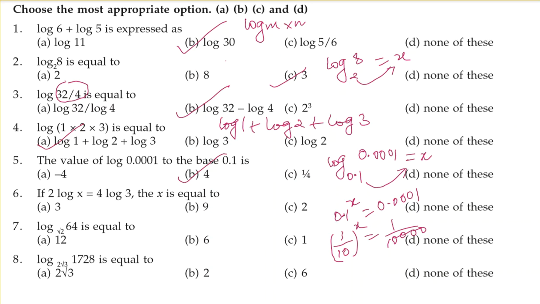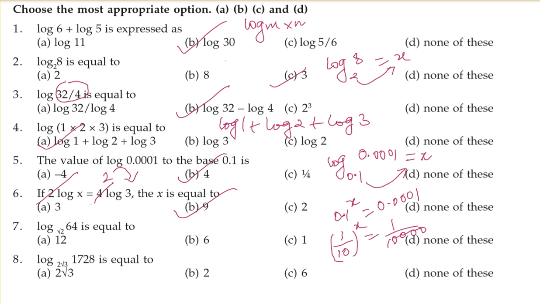Now 2 log x is equal to 4 log 3. Question number 6. 2 comes this side. So it becomes 3 square, that is 9. So x is equal to 9 direct by comparing.